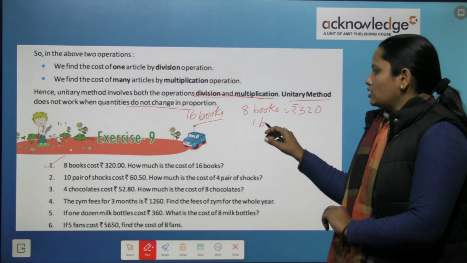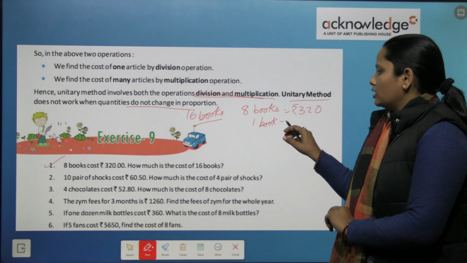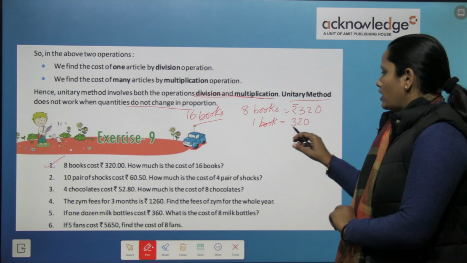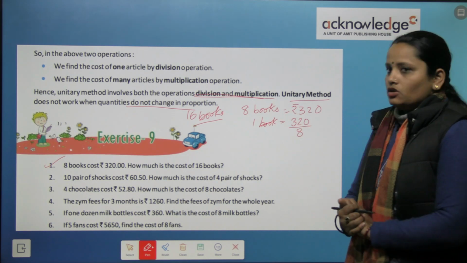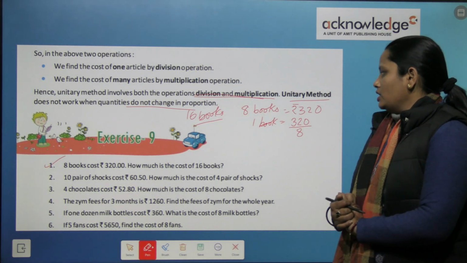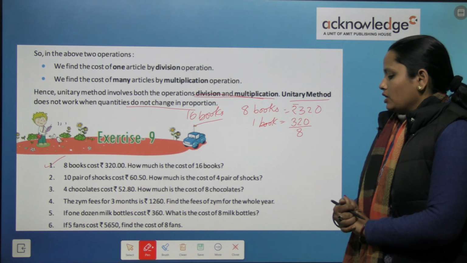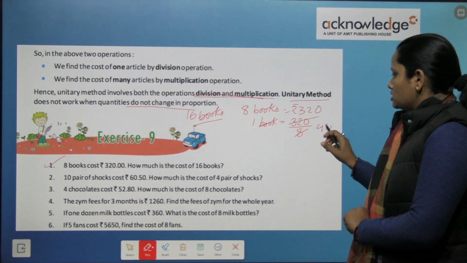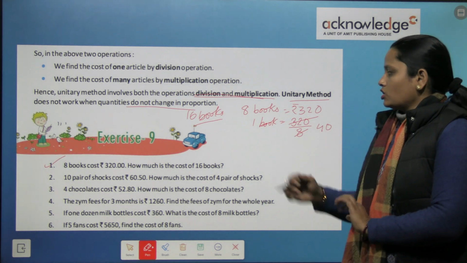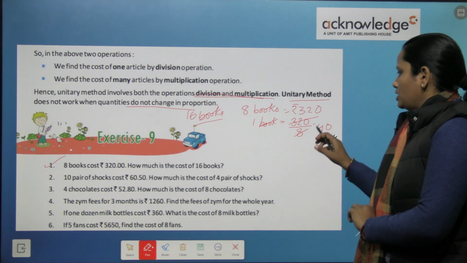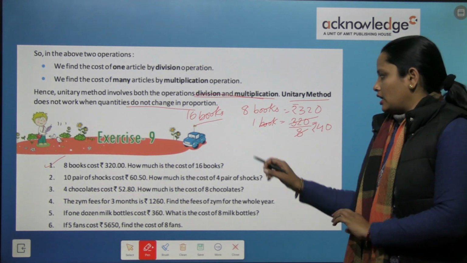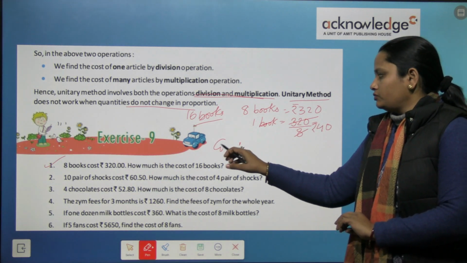So let's find the cost of one book, and the cost of one book is 320 divided by 8. So जब हमने 320 को 8 से divide किया, so what we get? We get 40. So here the cost of one book is rupees 40. अब हमें क्या करना है, 16 बुक का कॉस्ट निकालना है.